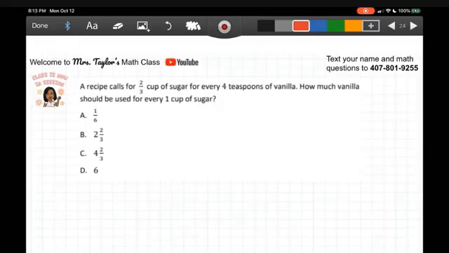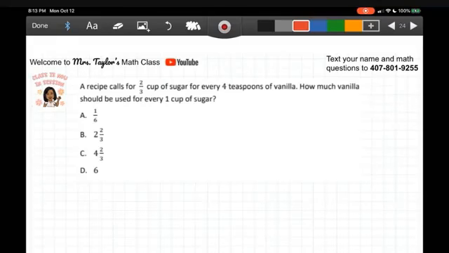Okay, it says the recipe calls for 2/3 cups of sugar for every 4 teaspoons of vanilla. How much vanilla should be used for every 1 cup of sugar? So now we're flipping what we know. So there's like 2 ways to do this question. The first way would be the division way like I did before. So let me do it that way first and I'll show you the other.